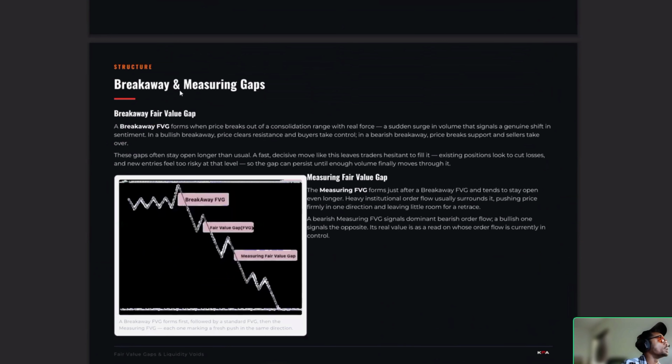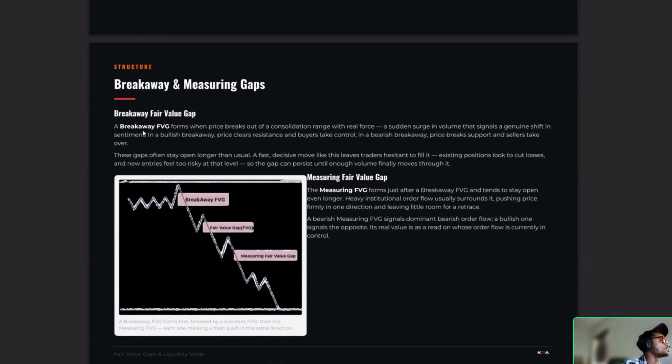Now we have our breakaway and measuring gap. So what is a breakaway fair value gap? A breakaway fair value gap forms when price breaks out of a consolidation range with real force. So if you've been following me for a while, one of the first ways that I taught my students how to trade is by identifying when the market breaks an area with volume. I've always told you guys that if the market doesn't break this area with volume, then it is more than likely going to be a fake out. We don't want to see us getting into these kind of trades because there's no volume to back it. There's no volume to push the market in that direction that we're looking for it to go, right?